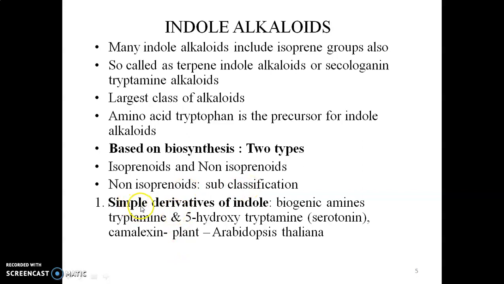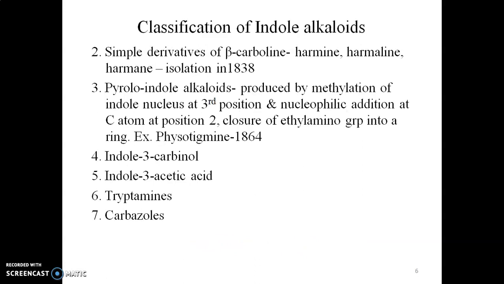The first one is the simple derivatives of indole, that is biogenic amines, tryptamine and 5-HT, that is 5-hydroxytryptamine, also known as serotonin. Then you have camalexin, which is obtained from the plant Arabidopsis thaliana. So this is the simple derivative of indole. Then you have the second type, that is simple derivatives of beta-carboline. You have examples harmine, harmaline, harmane. They were isolated in 1838.